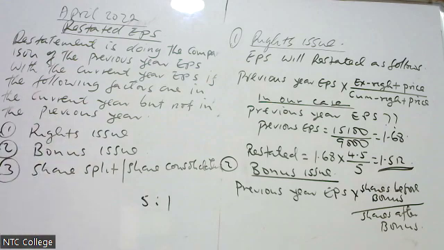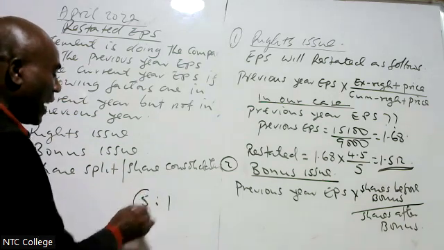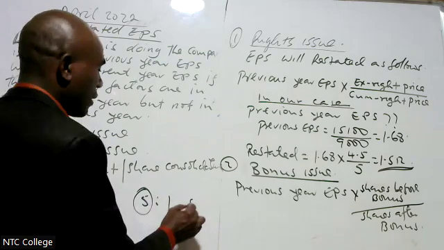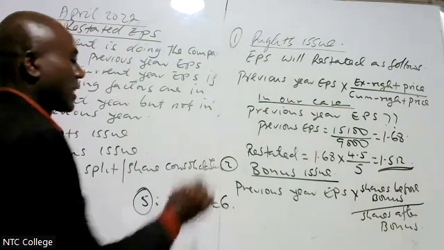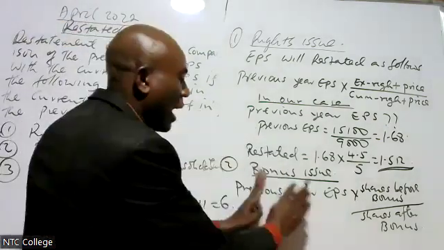But I'm assuming it was a bonus so that we understand. For every 5, you are getting 1 share. It means shares before the rights, it was 5. After the rights, it is 5 plus 1, which is 6. Therefore, if I want to restate my EPS, I'm just using it as an example.